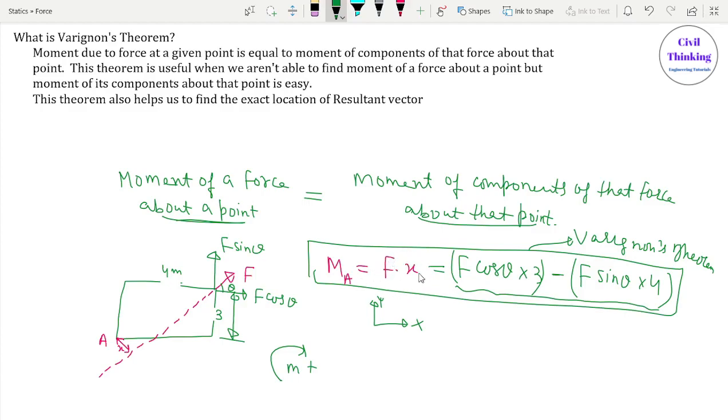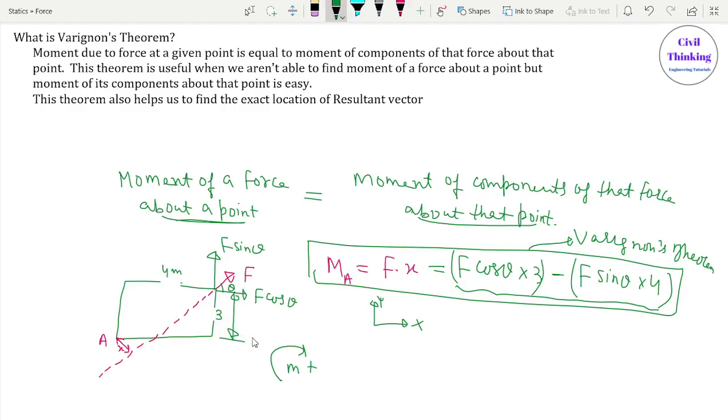Basically the moment was F multiplied by x, right? But we found, due to components, it is F cos theta multiplied by 3 minus F sin theta multiplied by 4. Now if we know the value of F and theta, we will find the moment of force F about point A, right? Don't worry, I will solve this exact same problem in a clear way as we move ahead.